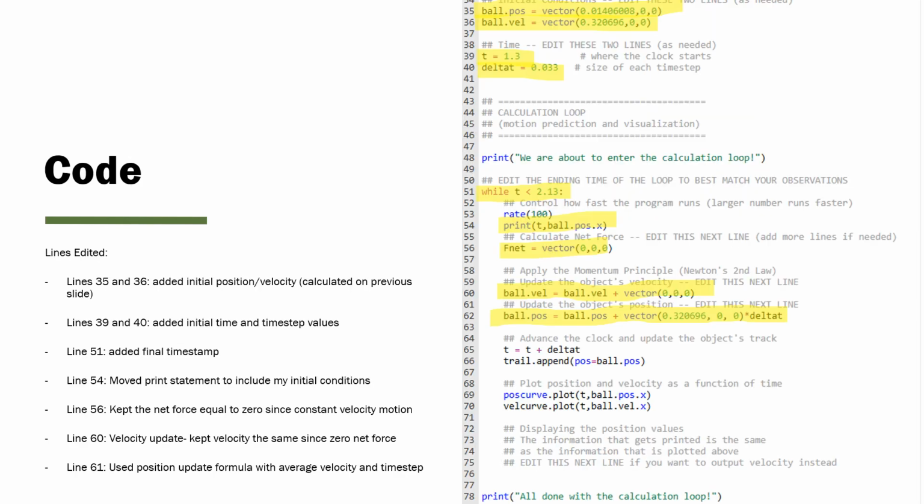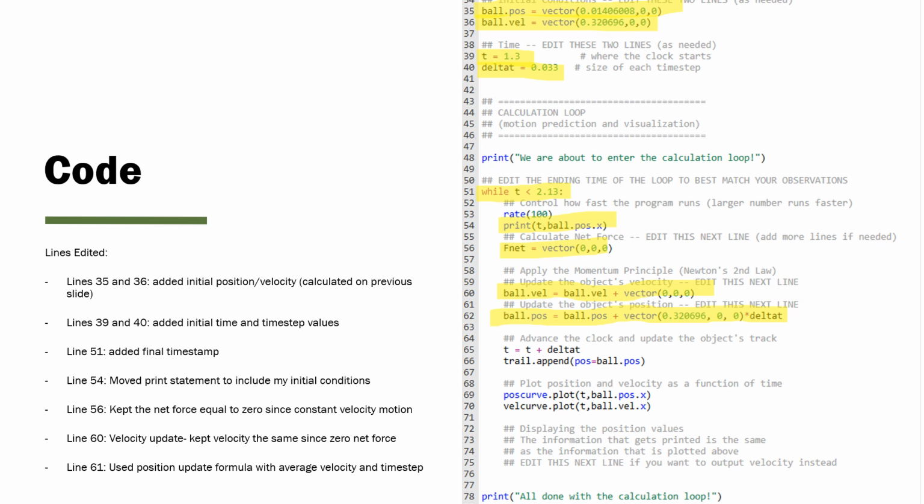This is the code that I used to model the motion of the expo marker. The code that I edited is highlighted in yellow. Lines 35 and 36, I added the initial position and velocity values that were calculated on the previous slide. Lines 39 and 40, I added the initial time and the time step values. Line 51, I added the final time stamp. Line 54, I moved the print statement to include my initial conditions because before it would change my values without graphing the initial conditions. Line 56, I kept the net force equal to 0 since it's constant velocity motion.